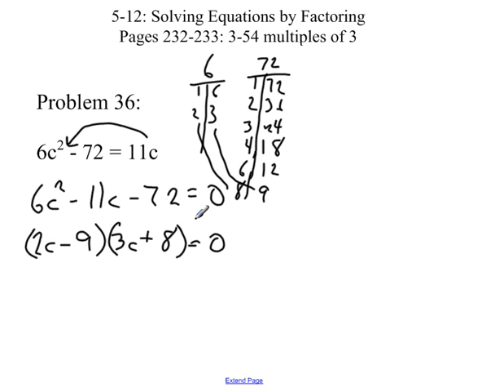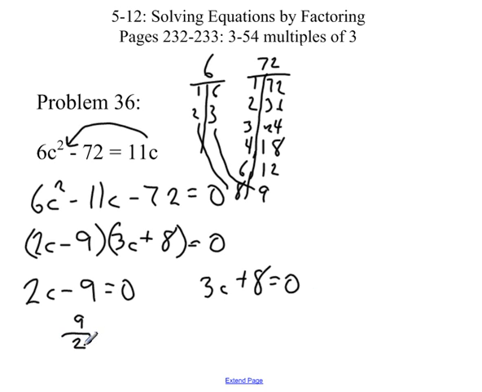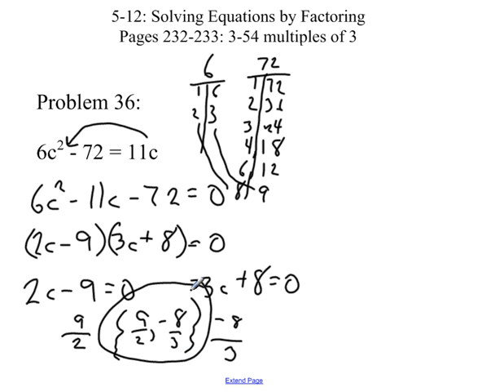Okay, so now that that's factored, I'm going to set 2c minus 9 to 0, and I'm going to set 3c plus 8 also to 0. So that becomes 9 over 2, and this becomes negative 8 over 3. And you'll get pretty used to how that works as we finish. So put them in answer form, and you are done with 36.